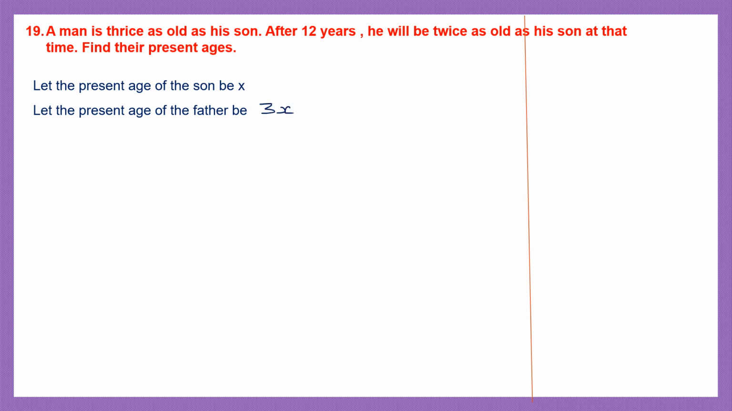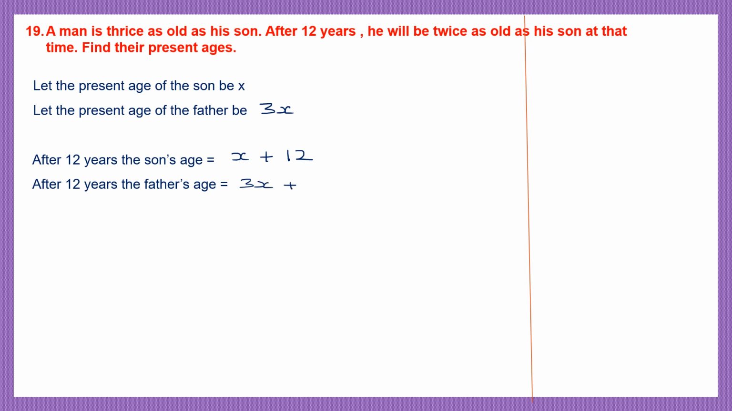Now after 12 years, what will their ages be? After 12 years, the son's age will be, at present he is x, so it will be x plus 12. The father's age, at present he is 3x, so after 12 years, he'll be 3x plus 12. But what does the statement say? After 12 years, he will be twice as old as his son at that time.